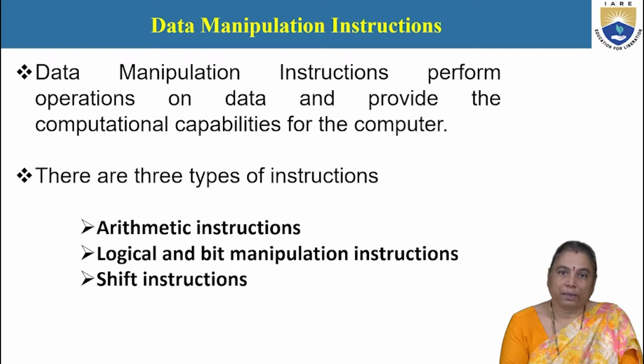They are arithmetic instructions. They support basic arithmetic operations like addition, subtraction, multiplication, and division. The second category is logical and bit manipulation instructions. This category of instructions provides decision making capability to the computer. Generally these instructions include AND, OR, XOR, and the like. The next category of instructions is shift instructions to perform the left shift and right shift operations.